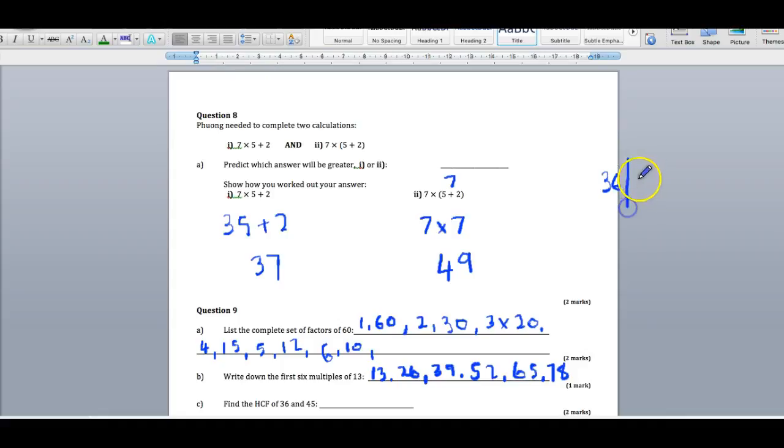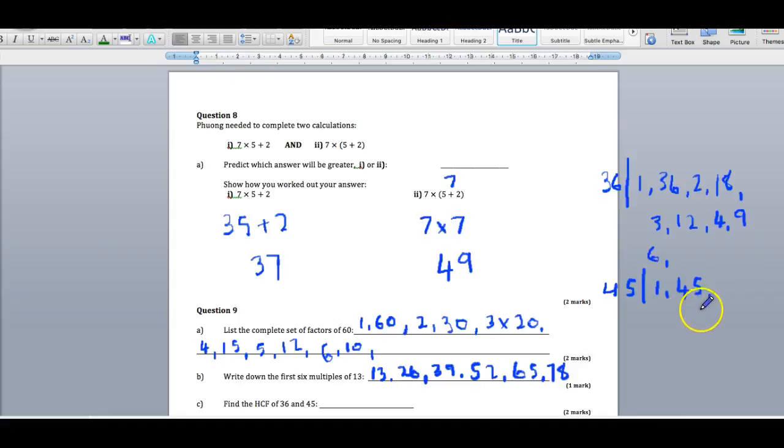So 36, we have 1 and 36 obviously. 2 and 18. 3 and 12. 4 and 9, 5 isn't one, 6 is one, 7 is not, 8 is not, 9 we've already got. So there's our list of factors for 36. 45, 1 and 45.